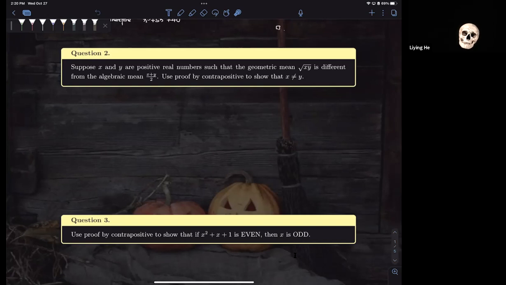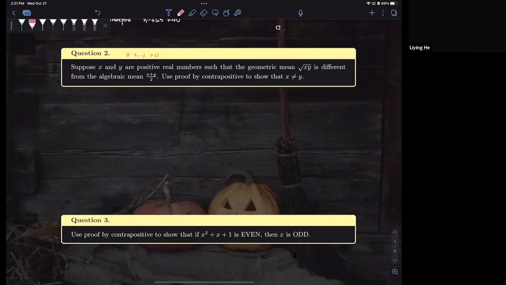Suppose that x and y are positive real numbers such that the geometric mean is different from the arithmetic mean. Use proof by contrapositive to show that x does not equal y. What does this mean? This is saying: for all x, y bigger than 0, if the square root of xy does not equal (x plus y) over 2, then x does not equal y.